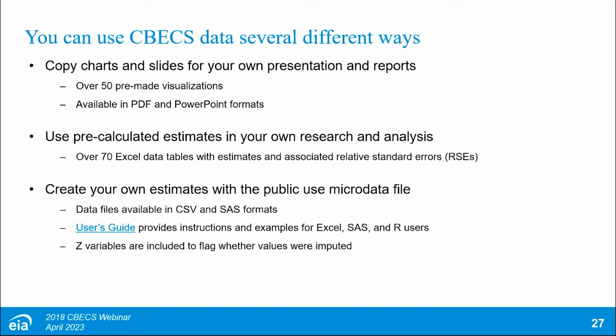You can copy the charts and slides on the webpage for your own presentation reports. You can use the 71 tables that have pre-calculated estimates in your own research and analysis. These tables have population estimates with cross-tabulations of the most important energy-related characteristics: location, size, use of building, age of building. You can create your own estimates with the public use microdata file. There's a user's guide that will explain how to do that. You can use Excel, SAS, or R to get estimates from that microdata file. I do want to note that some of the values in the microdata file are imputed, but if for your research you want to separate those out from the reported values, there are variable flags that will help you distinguish which values are imputed and which are reported.